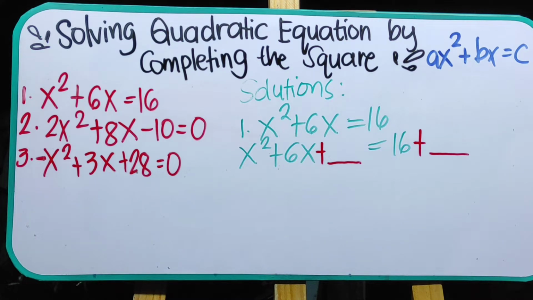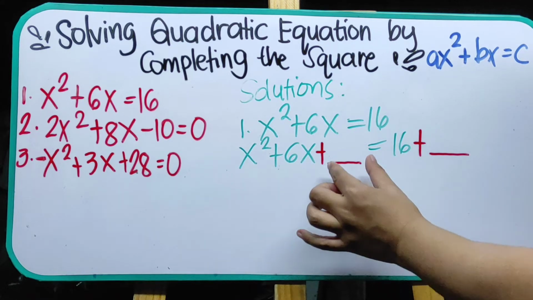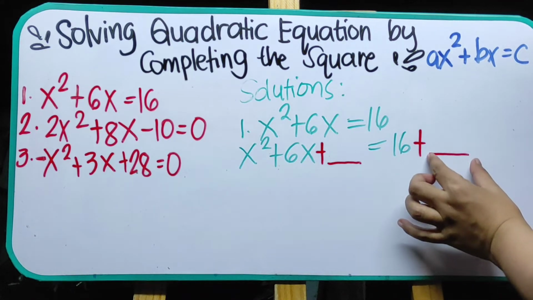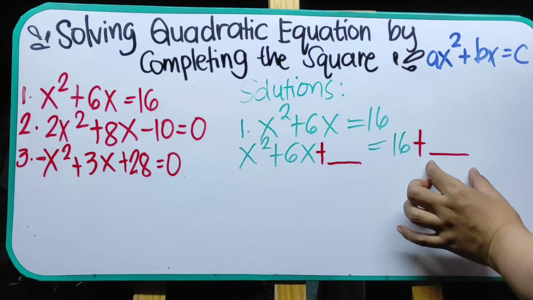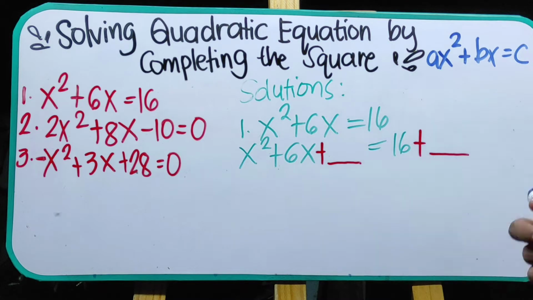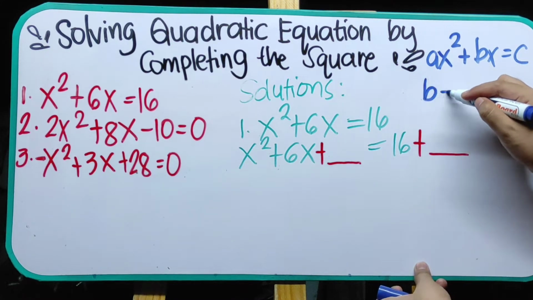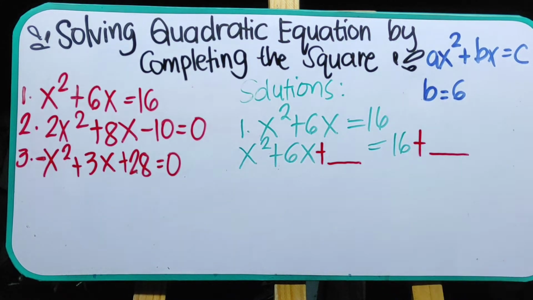So, ang gagawin po natin is gagawin nating perfect square trinomial yung nandito sa left side ng ating equal sign. So, kung anong i-add natin dito, dapat yun din ang i-add natin dito, since equality po yan. So, ngayon, saan naman natin kukunin kung ano yung ilalagay natin? Or, paano natin to gagawing perfect square trinomial? So, ang gagawin po natin dyan, identify the value of b. So, sa ating example 1, ang b natin dyan ay equal kay 6.